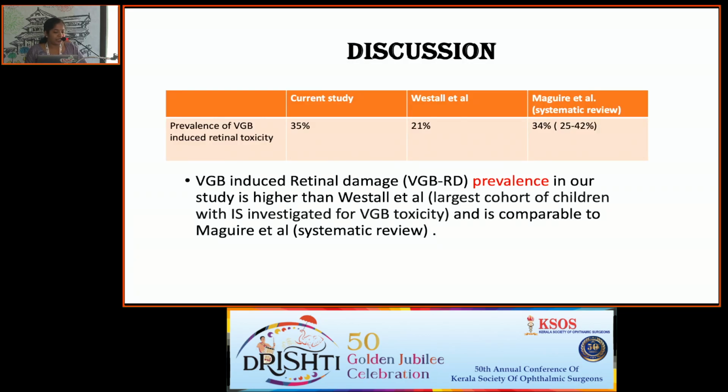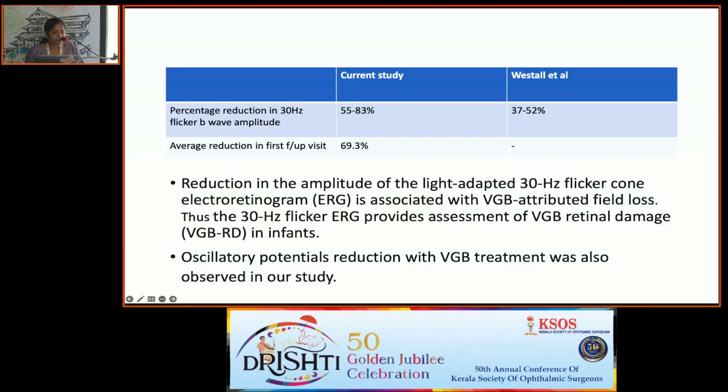So coming to the discussion, the prevalence of vigabatrin-induced retinal toxicity from our study was 35%. It is slightly higher than Westall et al., which was the largest cohort of children with infantile spasm investigated for vigabatrin toxicity, but it is comparable to Maguire et al., which is a systematic review. In our study, the percentage reduction in B wave amplitude ranged from 55 to 83%, compared to 37 to 52% in Westall et al., and the average reduction was approximately 69% in our study.